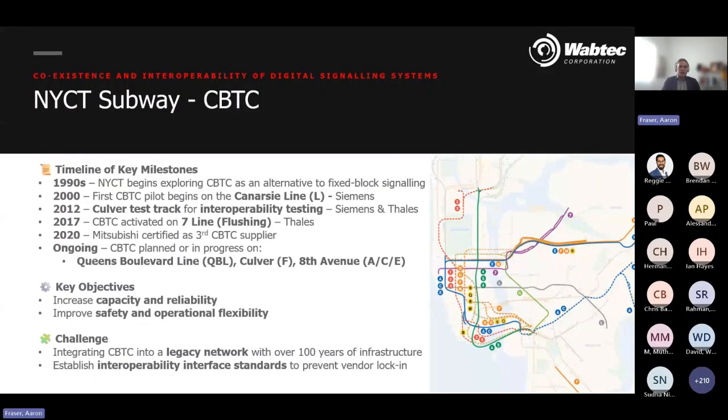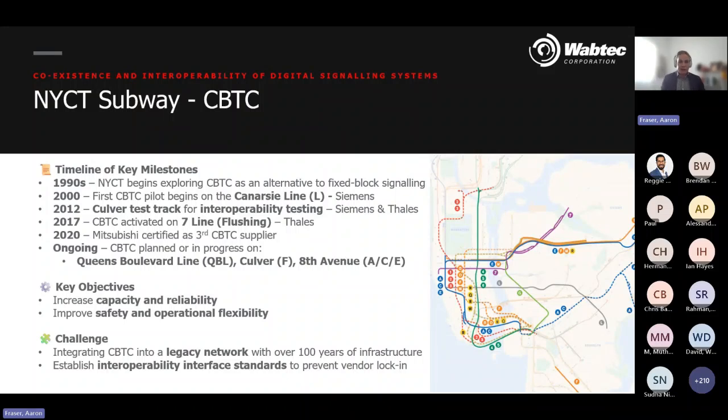New York City Transit began exploring CBTC in the 1990s as a way to modernise its ageing fixed block signalling system and dilapidated signalling equipment. The goal was to improve reliability, increase train capacity, and enhance safety. The first major milestone was the Canarsie line, or the L train, which became the pilot corridor for CBTC. Deployment began in the early 2000s, and by 2009, the line was fully operating under CBTC with automatic train operation. Following this relative success, obviously almost 10 years to roll out one line was quite a long time.